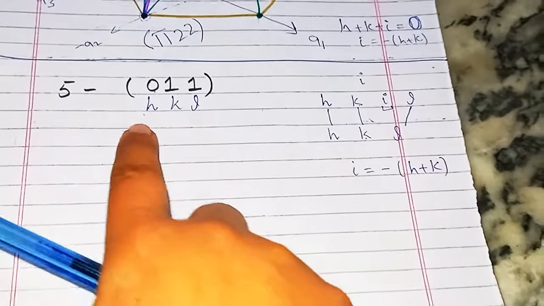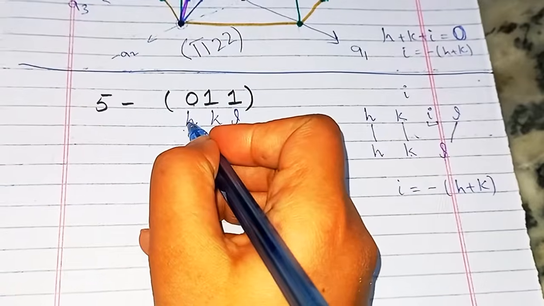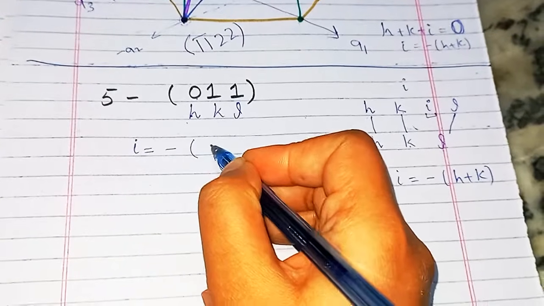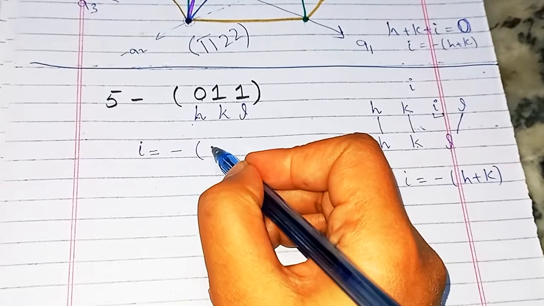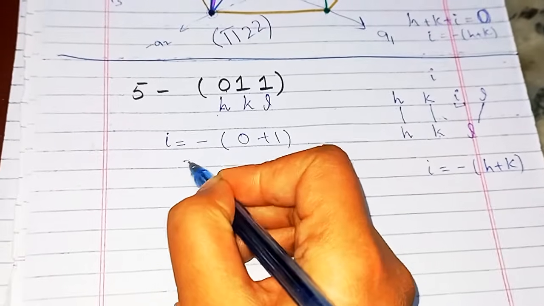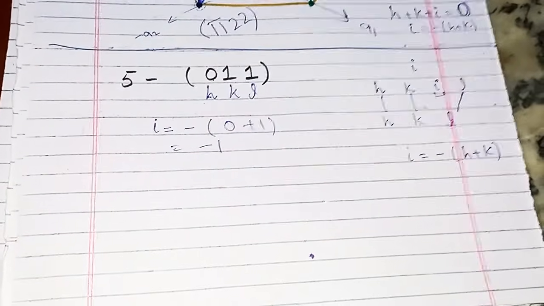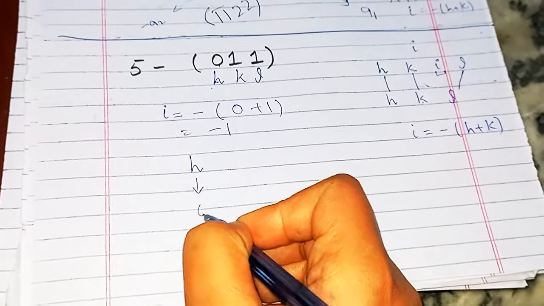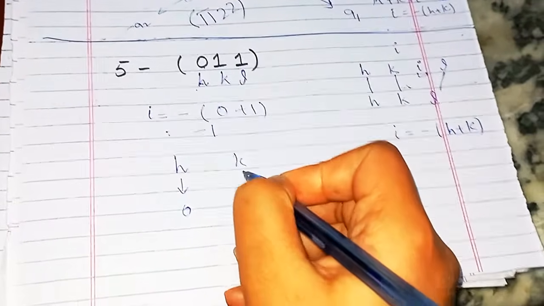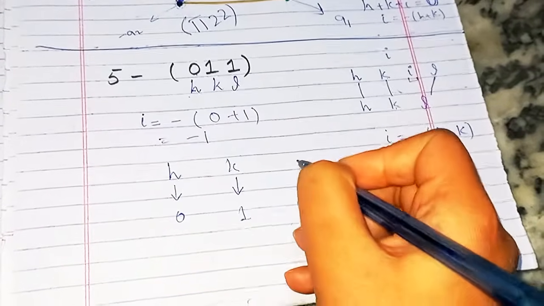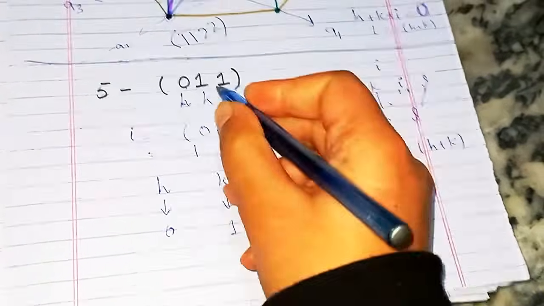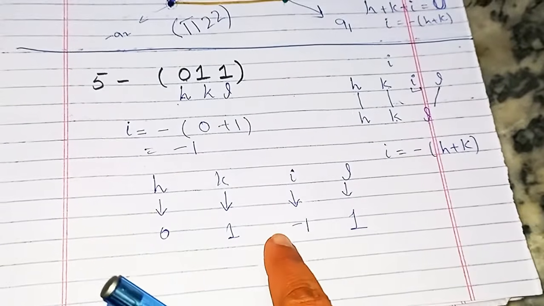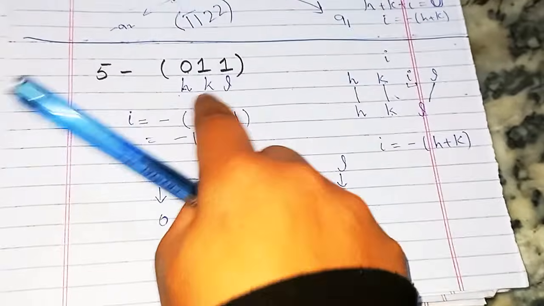and straightforward. So we need to only find out I, and I is obtained by negative of H plus K. H is 0 and K is 1, so 0 plus 1, which gives minus 1. Hence we have H 0, this is H, this is K, 1, I that we calculated, L is same that was in Miller indices. The only difference is I, and I could be calculated from H and K.